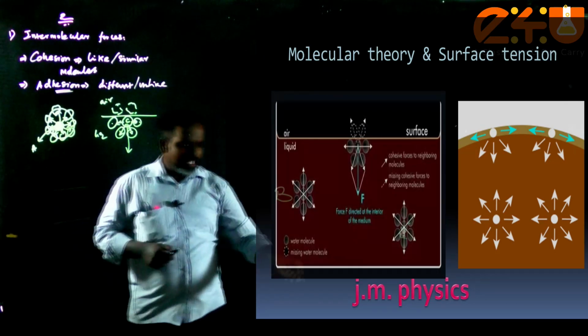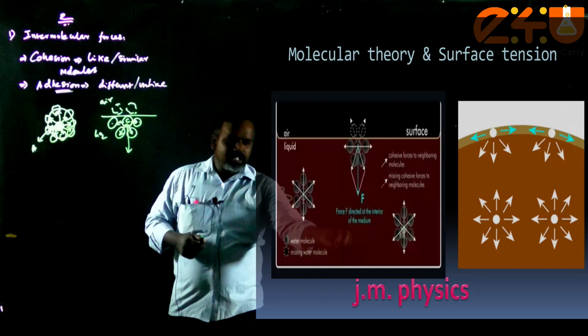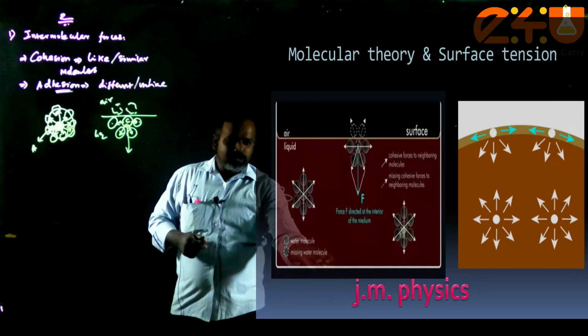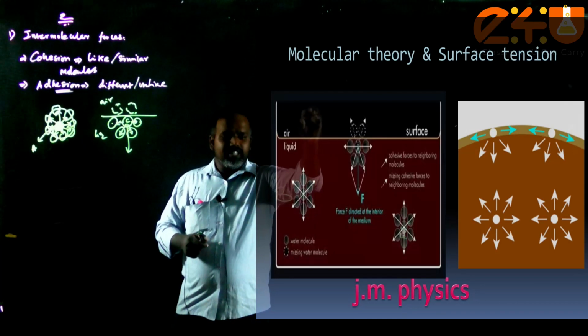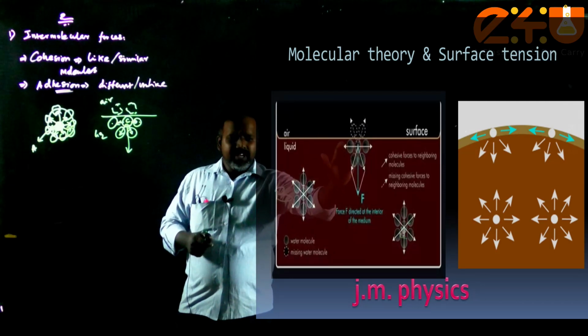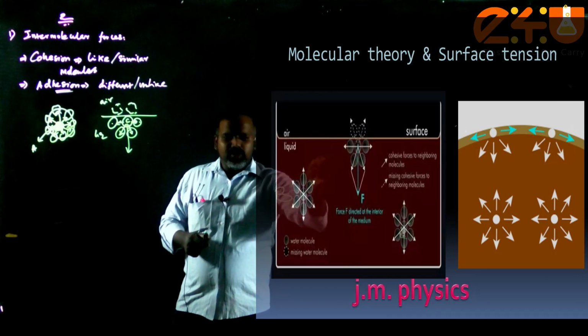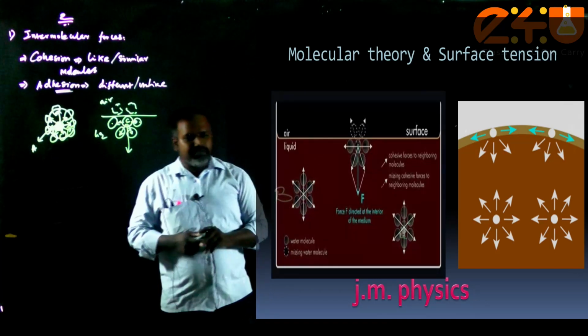Whenever a molecule is taken from the bottom of the container to near the free surface of the fluid, the total force acting on the molecule gradually increases, and when it reaches the free surface of the liquid, there is a net downward force. This downward force results in the property of surface tension.